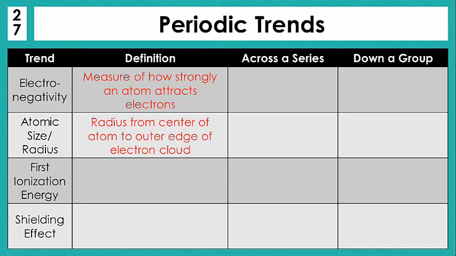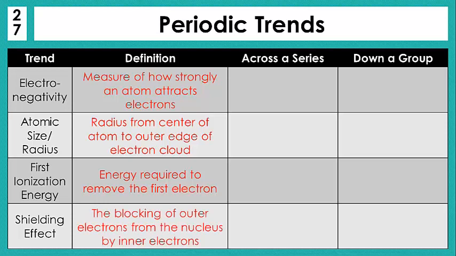Atomic size and radius is the radius from the center of the atom to the outer edge of the electron cloud. First ionization energy is how much energy you need to remove the first electron. There's also a second ionization energy, a third ionization energy. And shielding effect is the blocking of the outer electrons from the nucleus by inner electrons. So it's kind of like you're at a concert and there's a bunch of people standing in front of you that are shielding you from the stage.